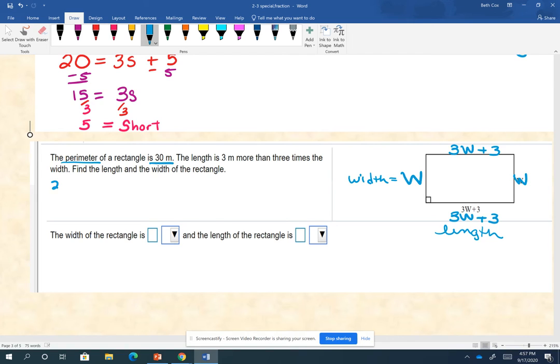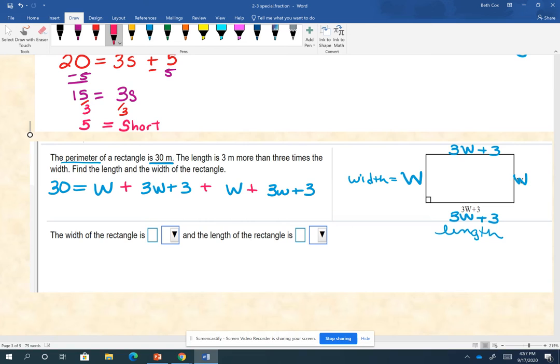And so the perimeter is 30, and the perimeter is all four sides added up. Okay, so we've got the width, we've got the length, we've got another width, and we've got another length. We've got four sides to my rectangle, and I'm going to add all of them up.